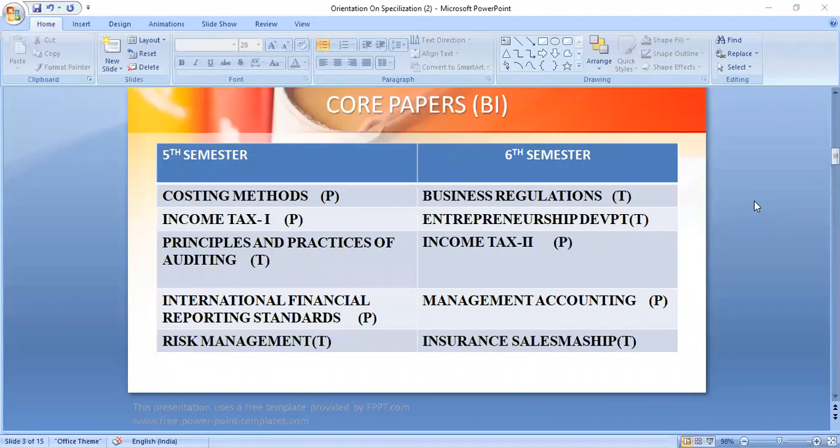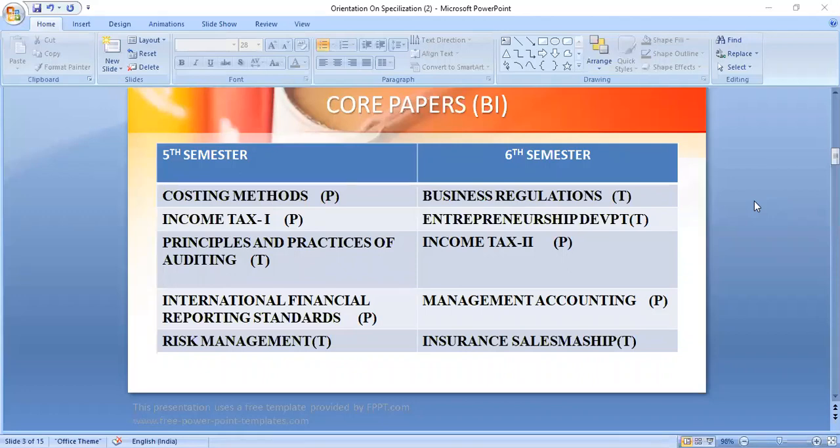Which one? Entrepreneurship development. However, the 6th semester paper called Principles and Practices of Auditing, which is again a core paper in 6th semester, is advanced to 5th semester. That is all the difference for BI students in terms of core papers. And you are at an advantage that you learn 2 additional core papers.